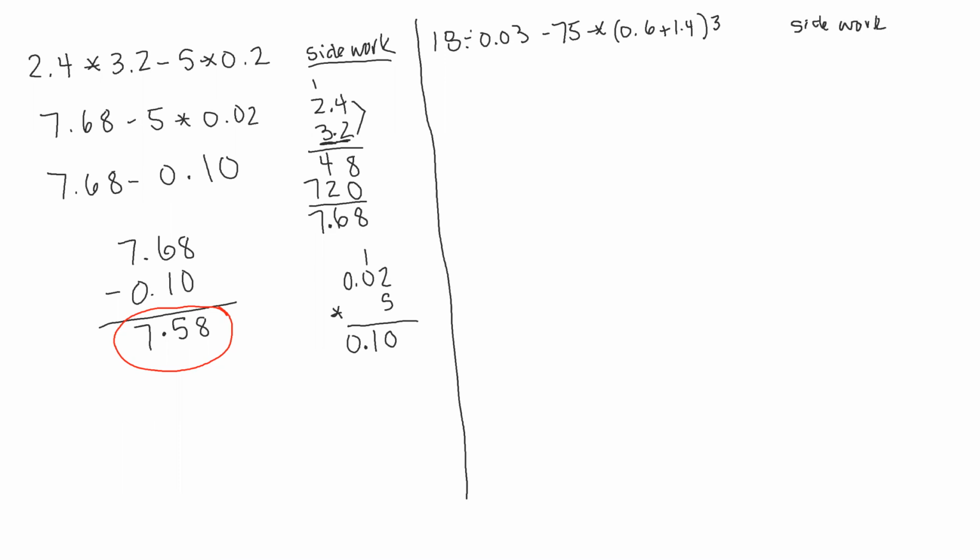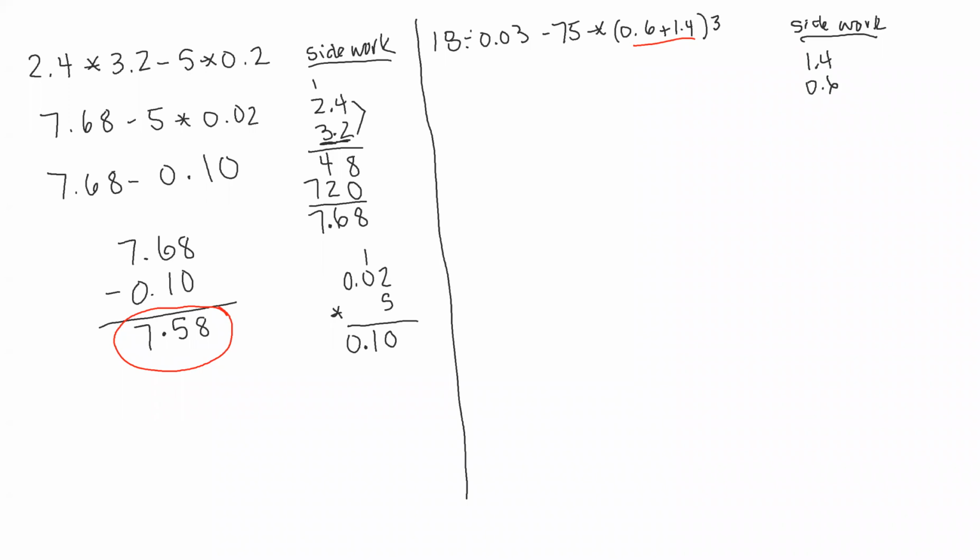Okay, so I've definitely got grouping symbols, the 0.6 plus 1.4 in parentheses. I also have exponents, division, multiplication, and subtraction. A lot going on here. What we're going to deal with first is this stuff in parentheses. So I'm going to come over here to the side.